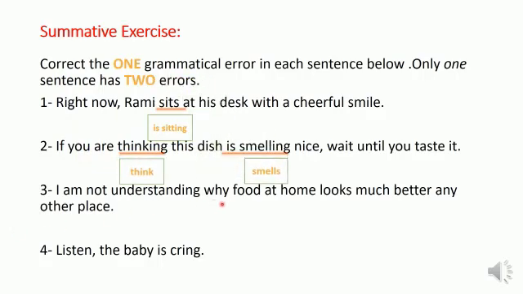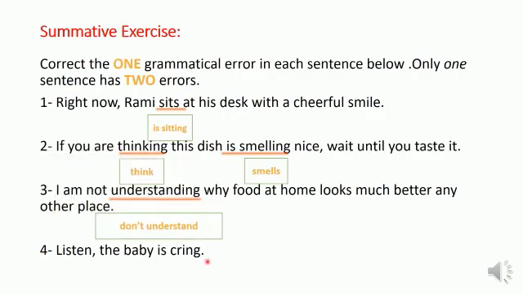I'm not understanding why food at home looks much better than any other place. Here, the verb, I'm not understanding, should be used also in the present simple. Why? Because the verb understand is a non-progressive verb. And the sentence here is in the negative form. So I don't understand. Okay.